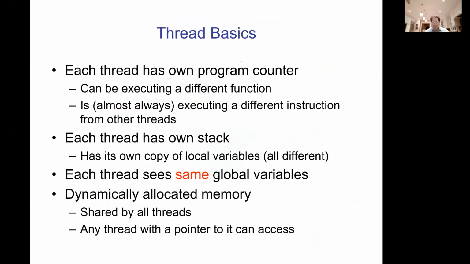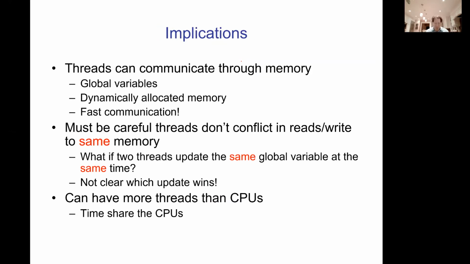Okay, so just to summarize that, each thread has its own program counter, so it can be executing a different function, and it is almost always executing a different instruction. So that instruction might be in a different function, but it almost certainly is in a different line of your program than threads on different cores. Each thread has its own stack, so it has its own copy of local variables. And each thread sees the same global variables, and dynamically allocated memory is shared by all the threads. So if multiple threads have a pointer to the same memory that was created with new, they can both access it. What does this mean?